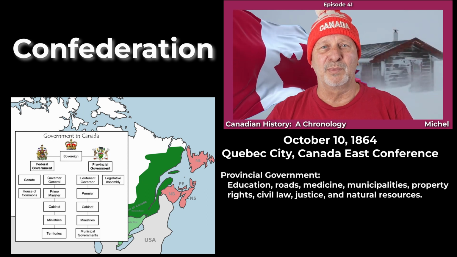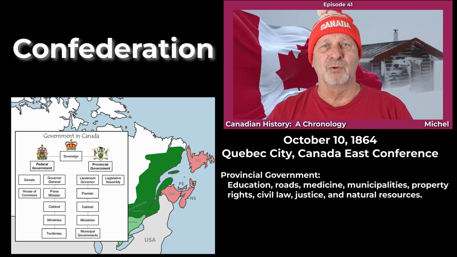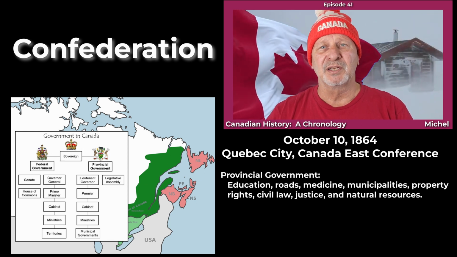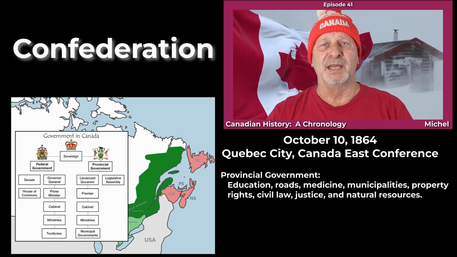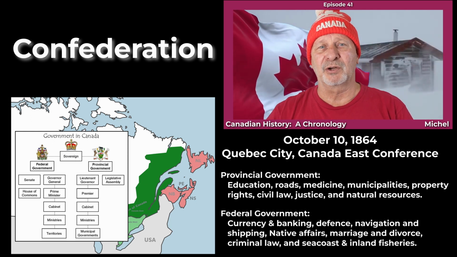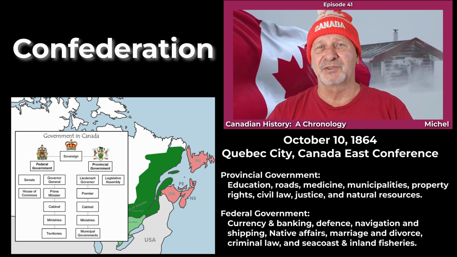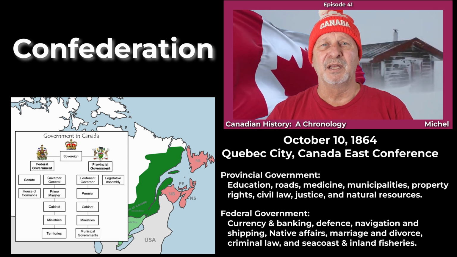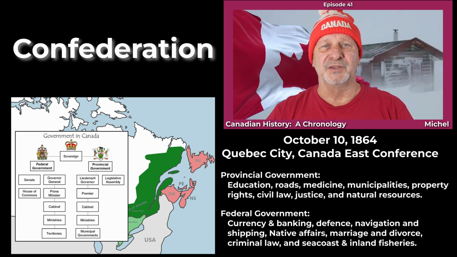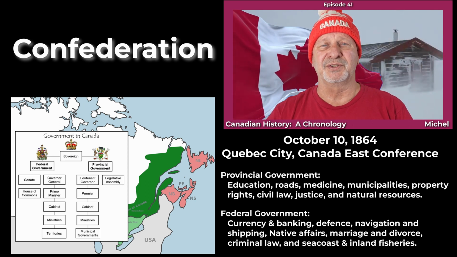The provincial government would manage education, roads, medicine, municipalities, property rights, civil law, justice, and natural resources. The federal government would manage currency and banking, defense, navigation and shipping, native affairs, marriage and divorce, criminal law, and seacoast and inland fisheries.